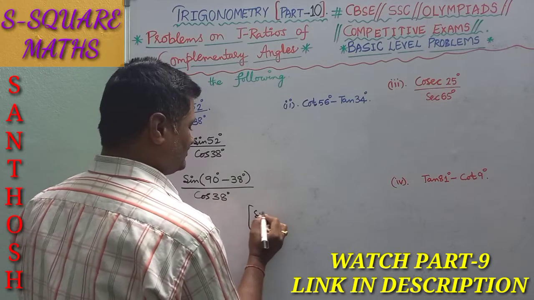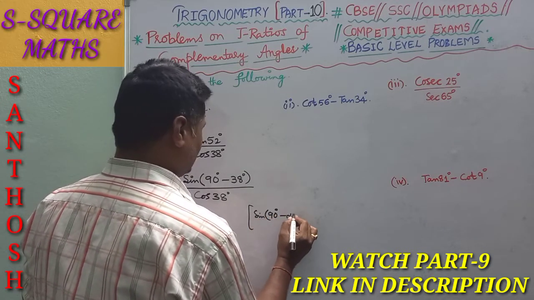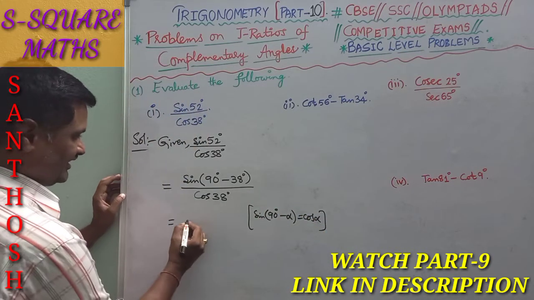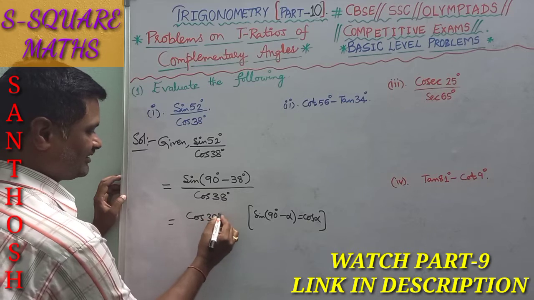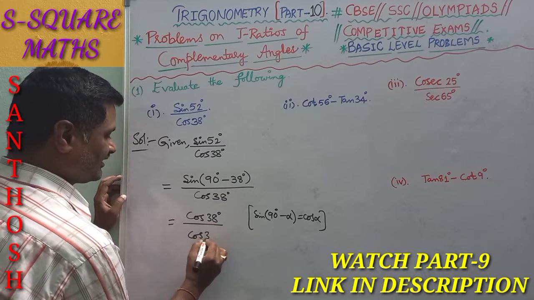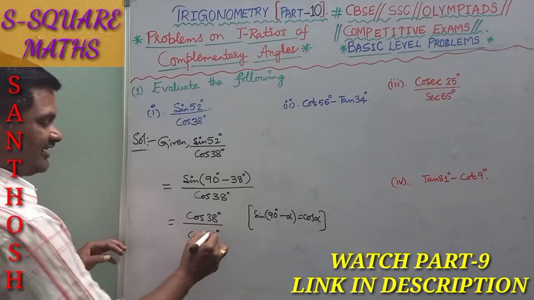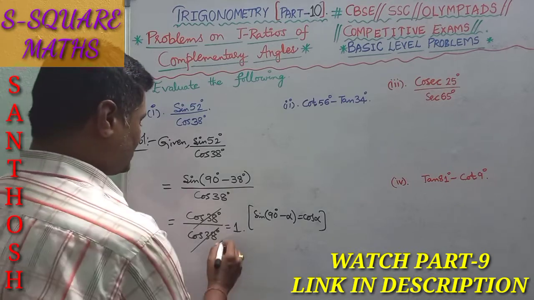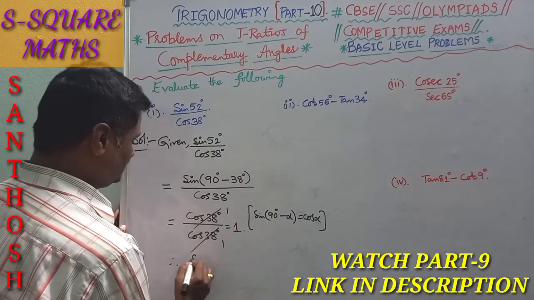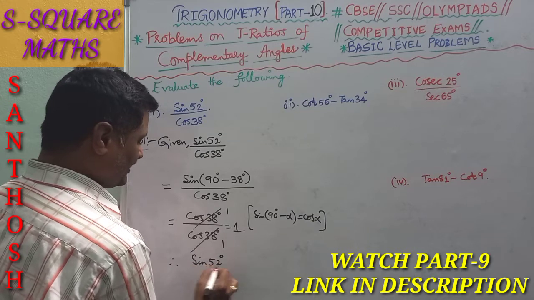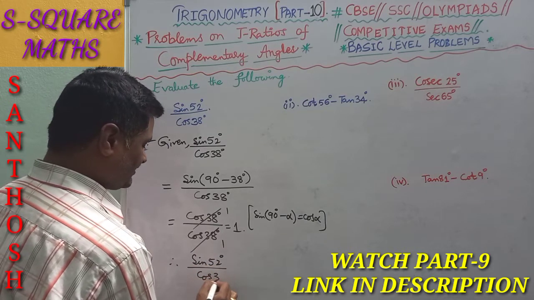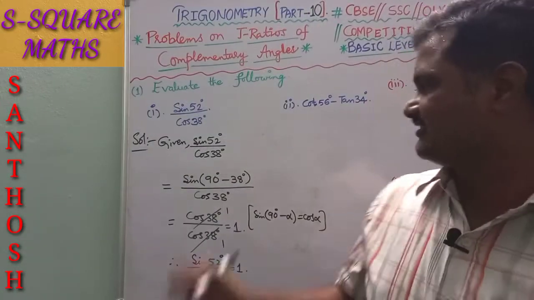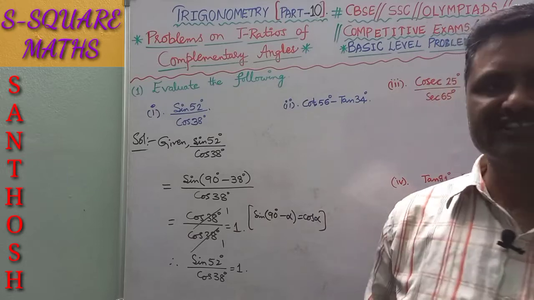Sine of 90 degrees minus alpha is nothing but cos alpha, that we know very well. Now it can be written as cos 38 degrees, and the denominator is also the same, cos 38 degrees. Since they are the same, their values are the same. Cancelling, we get 1. Therefore sine 52 degrees by cos 38 degrees is nothing but 1. In this way, just remember the formula and convert with respect to 90 degrees.